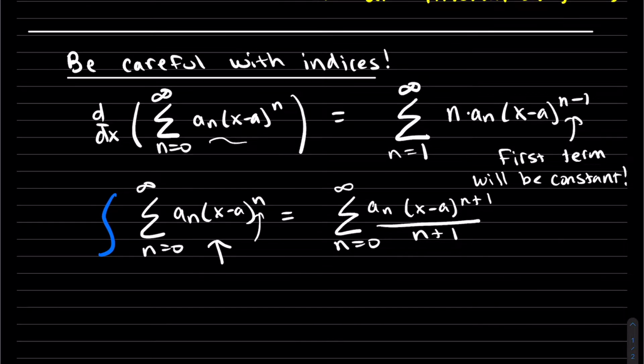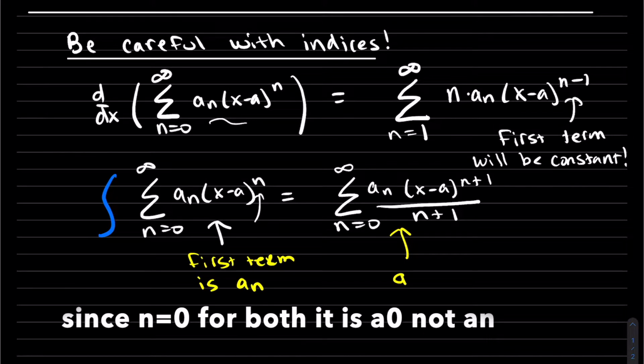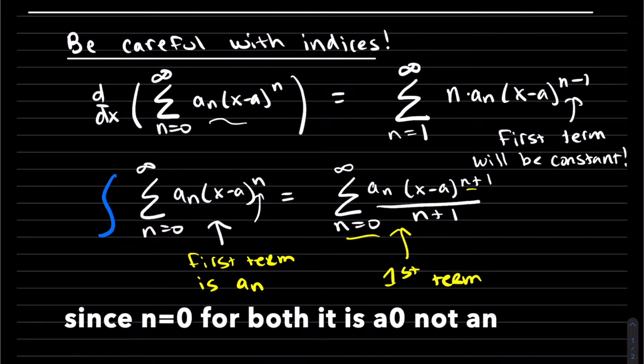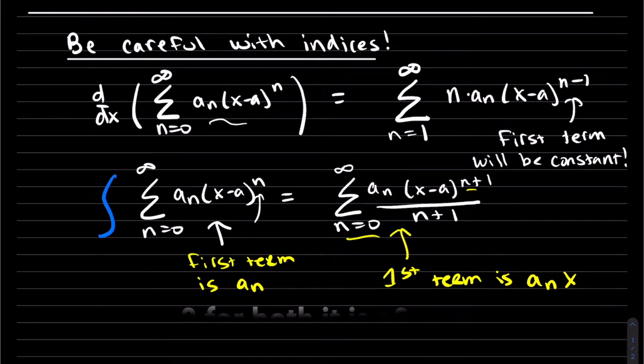And let's look at this also. Here, the first term, when n is 0, the exponent is 0, it's a_n, that's our constant. And here, now our first term, I plug in 0, and up here it's a_n times x, because that will be 0. Well, x minus a, actually.